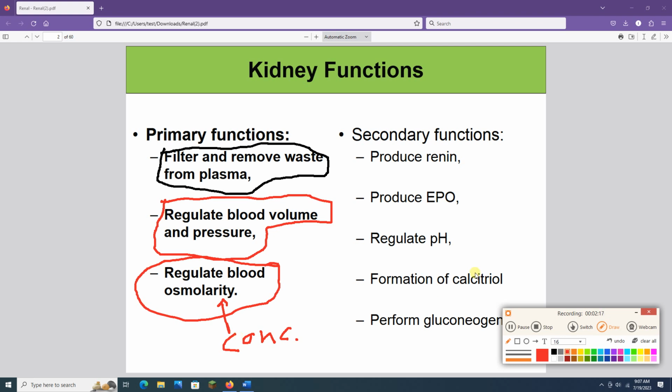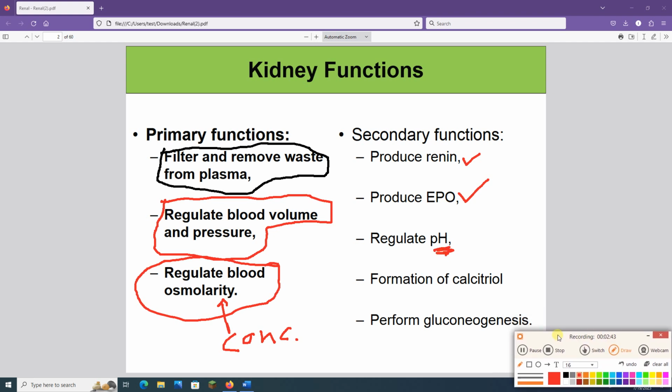All right, other functions of the kidney, of the urinary system. We are going to make renin. Remember, renin makes you raise your blood pressure. We are going to make EPO, which of course is erythropoietin, and that's going to promote red blood cell synthesis. We're going to regulate body pH. If our body is too acidic, we make a more acidic urine. If our body is less acidic, we make a more basic urine.